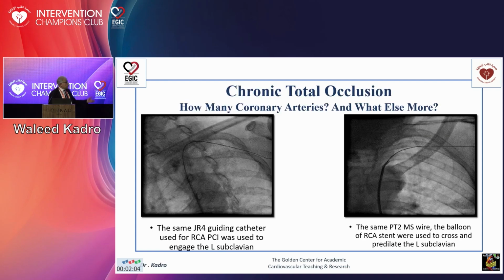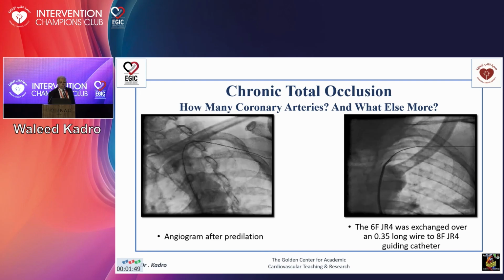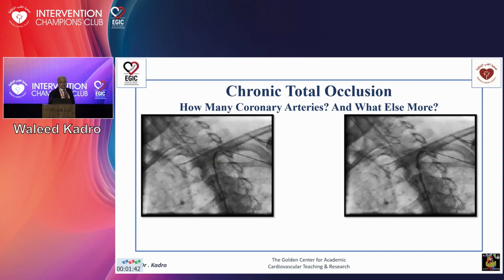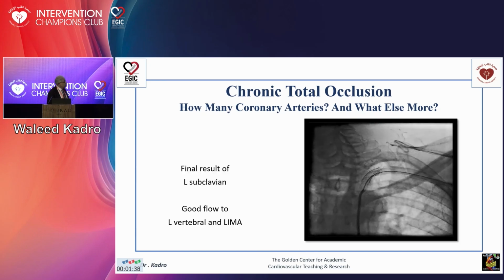And again, we put the guiding catheter for the RCA in the subclavian, the same guiding catheter, used the same wire, the same balloon of the stent, the coronary stent, did pre-dilation, and then switched to peripheral tools and put stent in the left subclavian. And with that, we got nice result. And you see filling now of the left vertebral and filling of the LIMA.